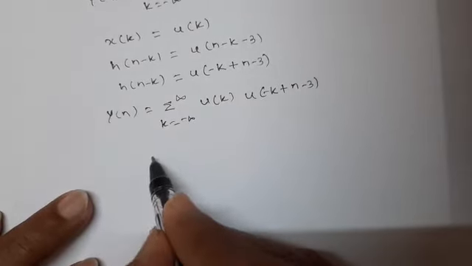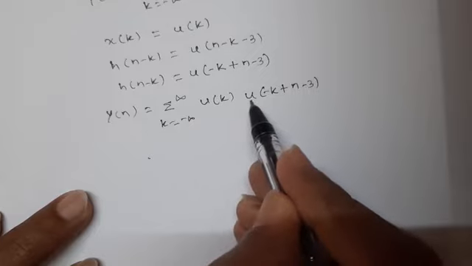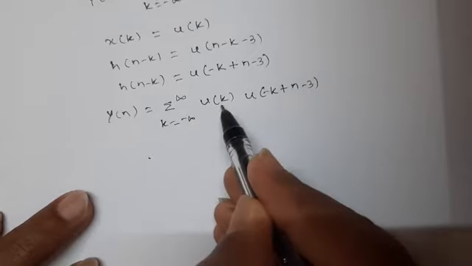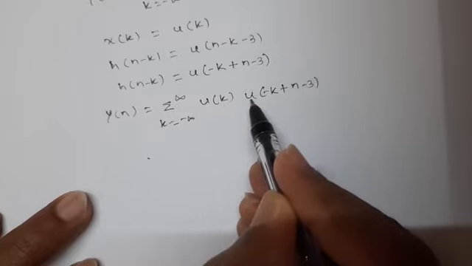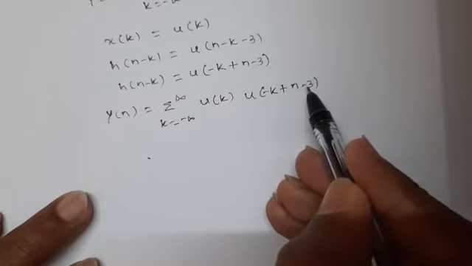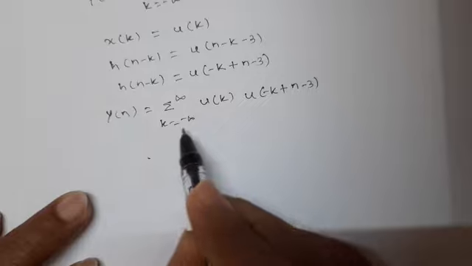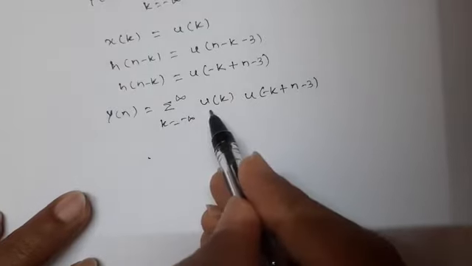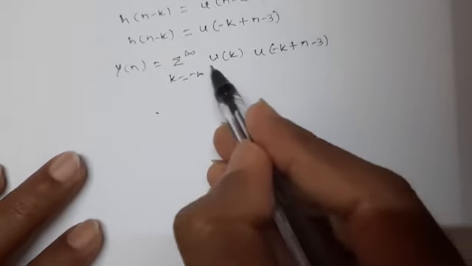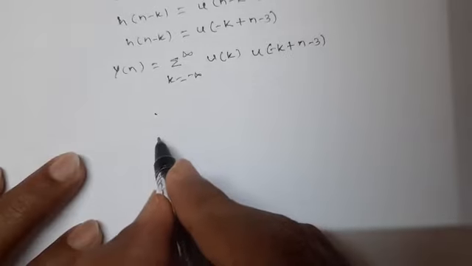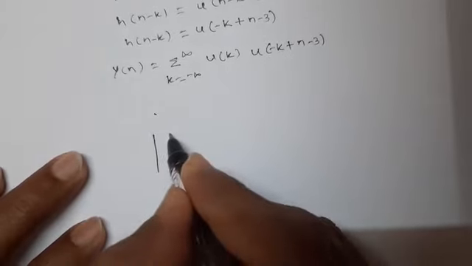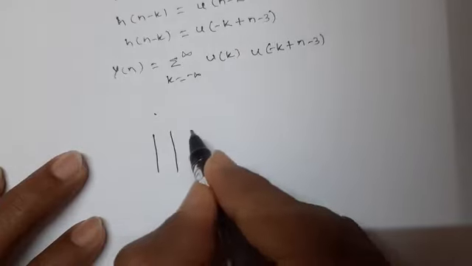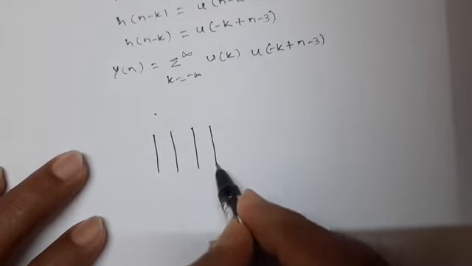So now what is this? u of k into u of minus k plus n minus 3. You have to multiply u of k samples with u of minus k plus n minus 3 samples with this summation. So now what is this u of k? I will try to draw this. u of k is a unit sample sequence. It is nothing but a signal whose amplitude is 1 for all values of k.